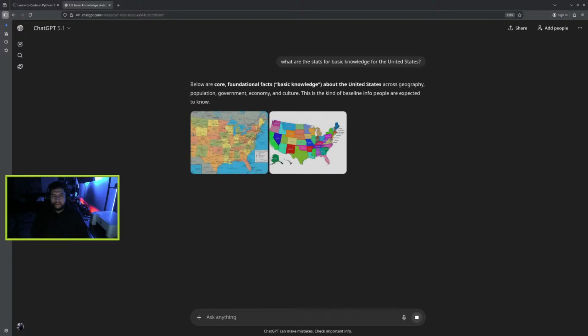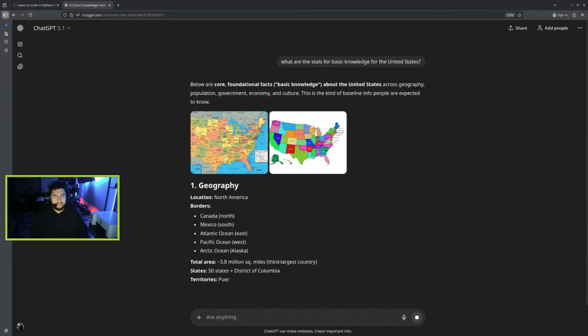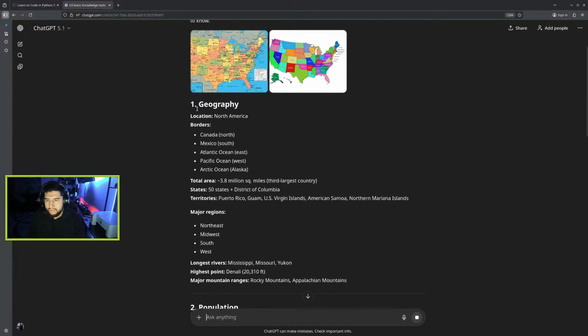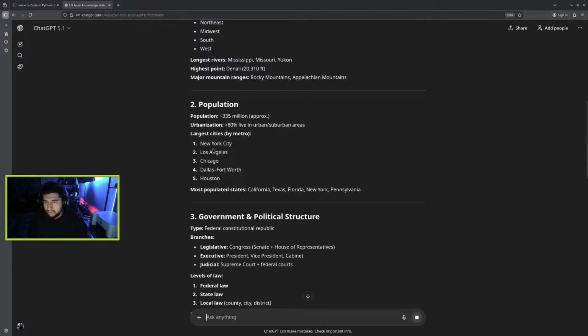Below are the core foundational facts, basic knowledge about the U.S. across geography, population, government, economy, and culture. This is the kind of baseline info people are expected to know.